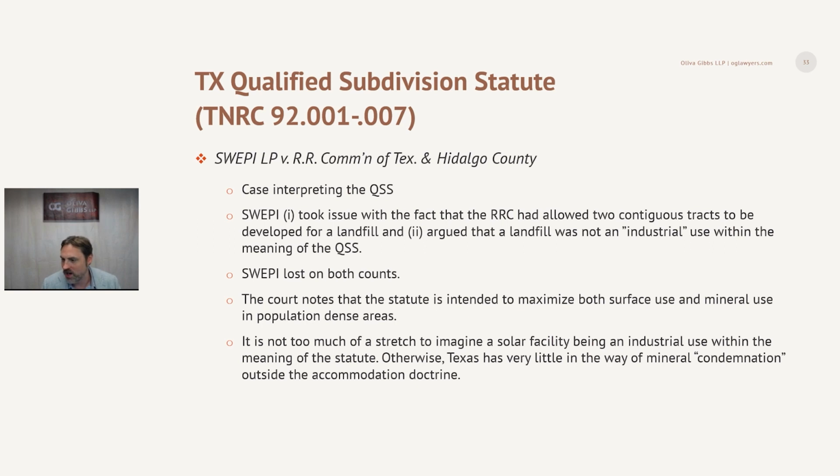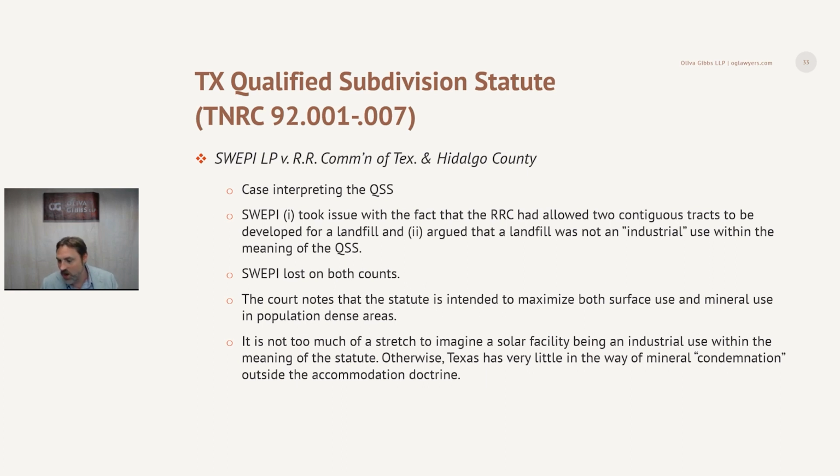There's one case out there that interprets this statute. And here, Swebby took issue with the fact that the Railroad Commission had allowed 2 contiguous tracts to be developed for a landfill. Their big argument was that, A, you can't do this on 2 contiguous tracts. The statute says you're limited to 640 acres. They also tried to argue the landfill was not an industrial use. They got pushed out on both arguments. The court noted the statute's intended to maximize both surface use and mineral use in population dense areas. Okay, great. But it's not too much of a stretch to imagine a solar facility being an industrial use. I mean, if a landfill is, I'd imagine a solar facility might be and might fall within the meaning of this statute.